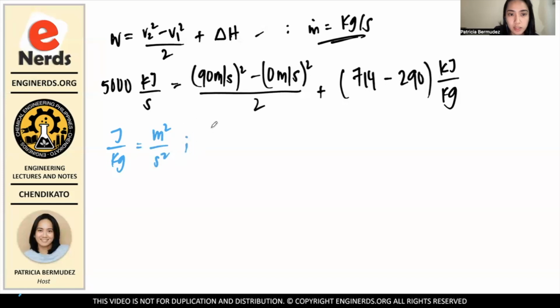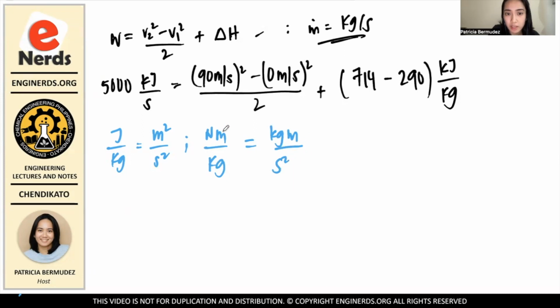Why? Because our joule is a unit of work, right? And work is force times the length or the distance traveled, so it is in the units newtons times meter, right? And then we have kilograms. What is our newton? Our newton is force, which is mass times acceleration. So our unit for mass in SI units is kilogram, and the unit of acceleration is meter per second squared, right?